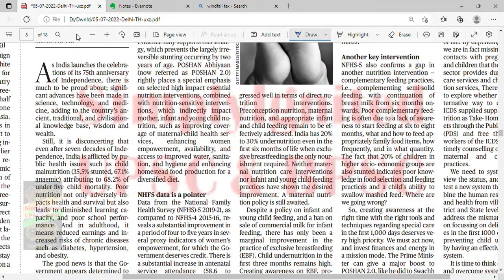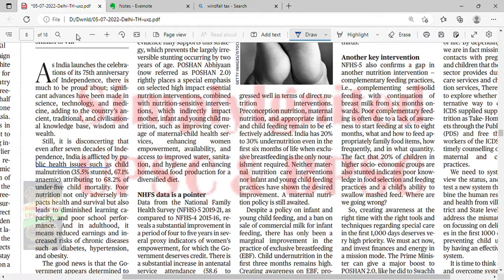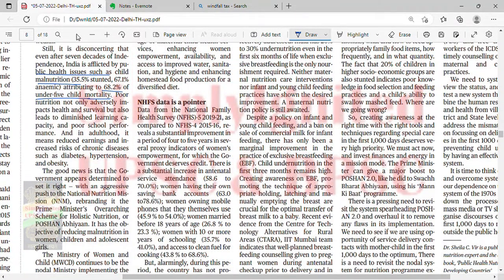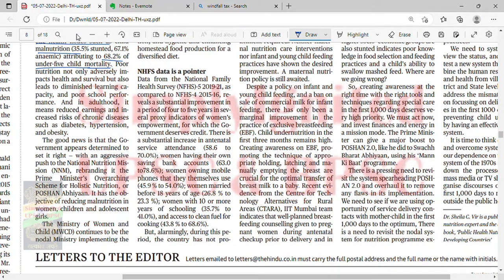As India celebrates its 75th anniversary of independence, there is much to be proud about. Significant advancements have been made in science, technology, etc. Still, it is disconcerting that even after seven decades of independence, India is afflicted by public health issues such as child malnutrition: 35% stunted, 67% anemic, attributing to 68.2% of under-5 child mortality. Poor nutrition not only adversely impacts health and survival but also leads to diminished learning capacity and poor school performance, and in adulthood it means reduced earning and diseases. The good news is that the government appears determined to set it right with an aggressive national nutrition mission, Poshan 2.0, rebranding it as Poshan Abhiyan. It has the objective of reducing malnutrition in women, children, and adolescent girls.